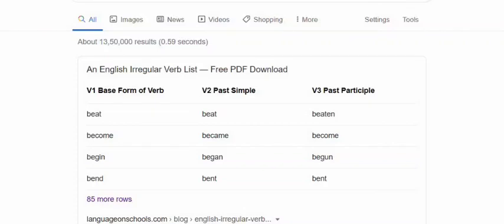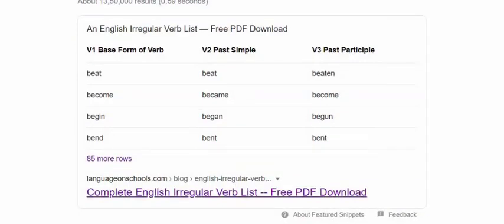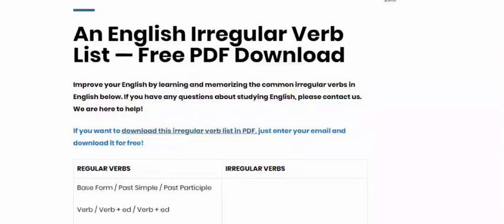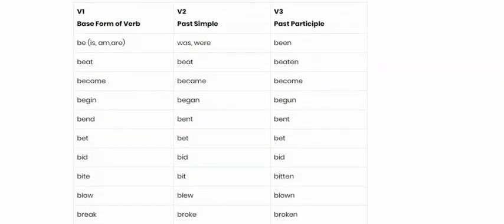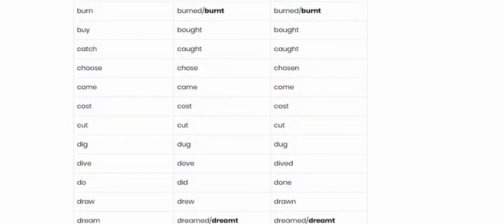If you go to Google and type V3 list, you would get a list of all the V3s, which is nothing but a list of past participle verbs. Alright, I went to Google and I searched for V3 list, and here is what I have. So for the present perfect tense, we are going to use the third column. Been, beaten, become, begun, bent, bet, bid, bitten, blown, broken, and so on and so forth.